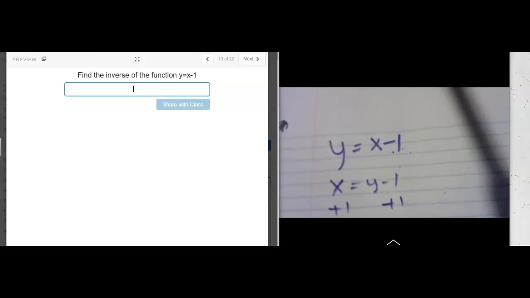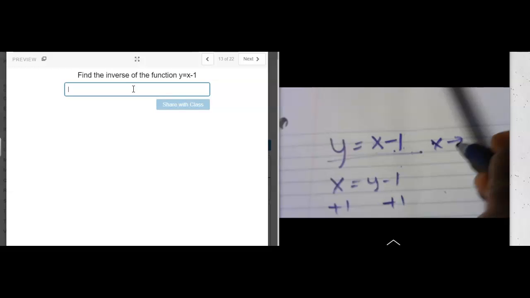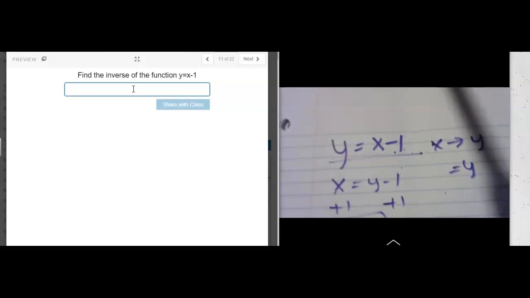Don't get comfortable with just doing the opposite operation of what you see, because they get more complicated as we move forward. So please remember the steps. You switch x with y, and then you solve for y. And they're not going to be all this easy. I just wanted you to know that. Okay? So we have y equals x plus 1.